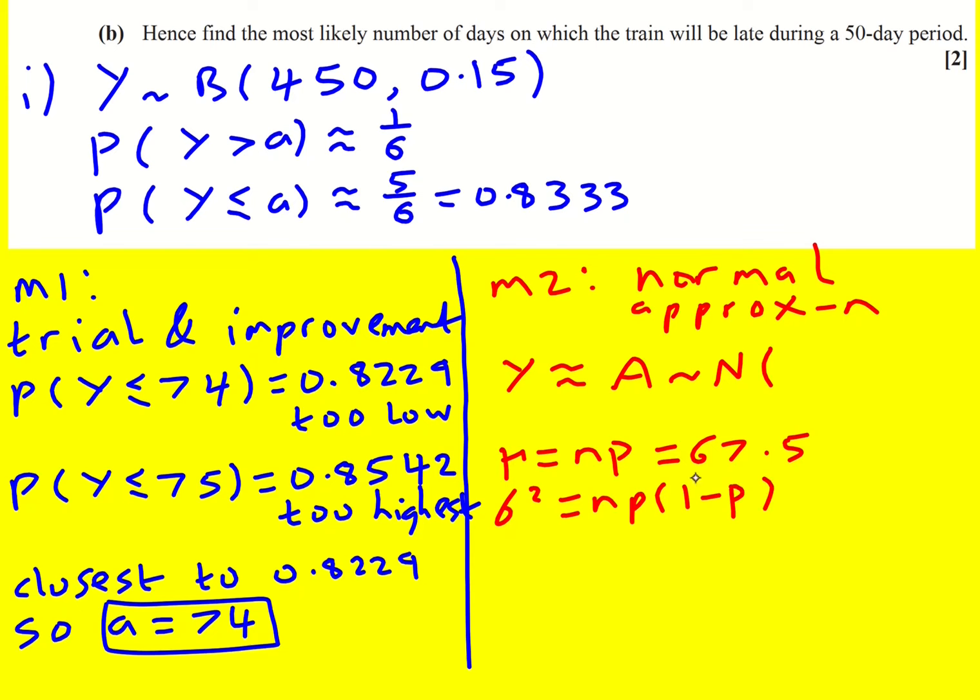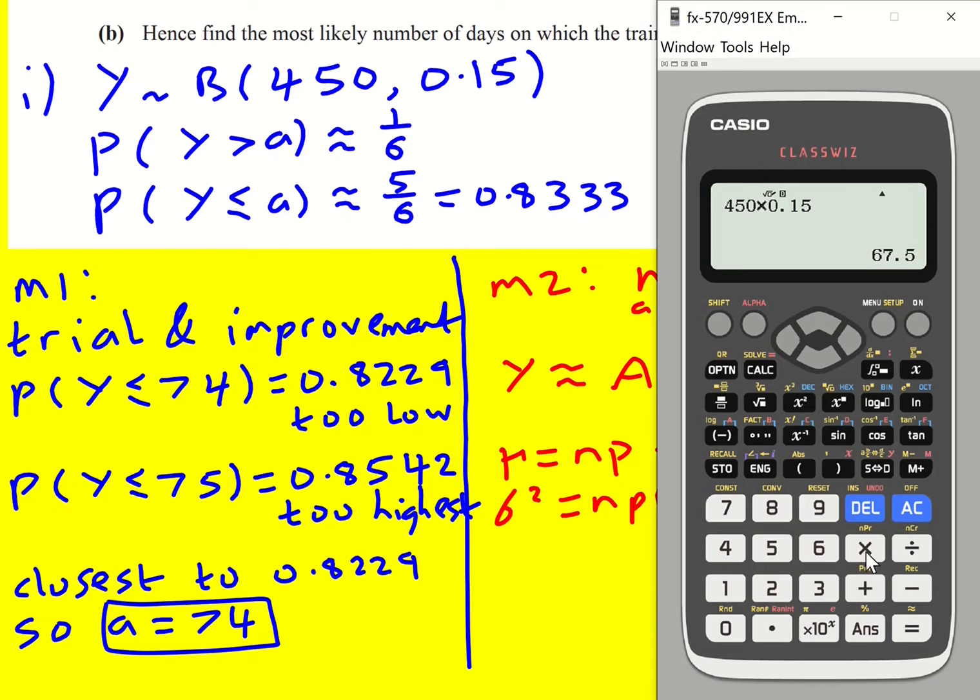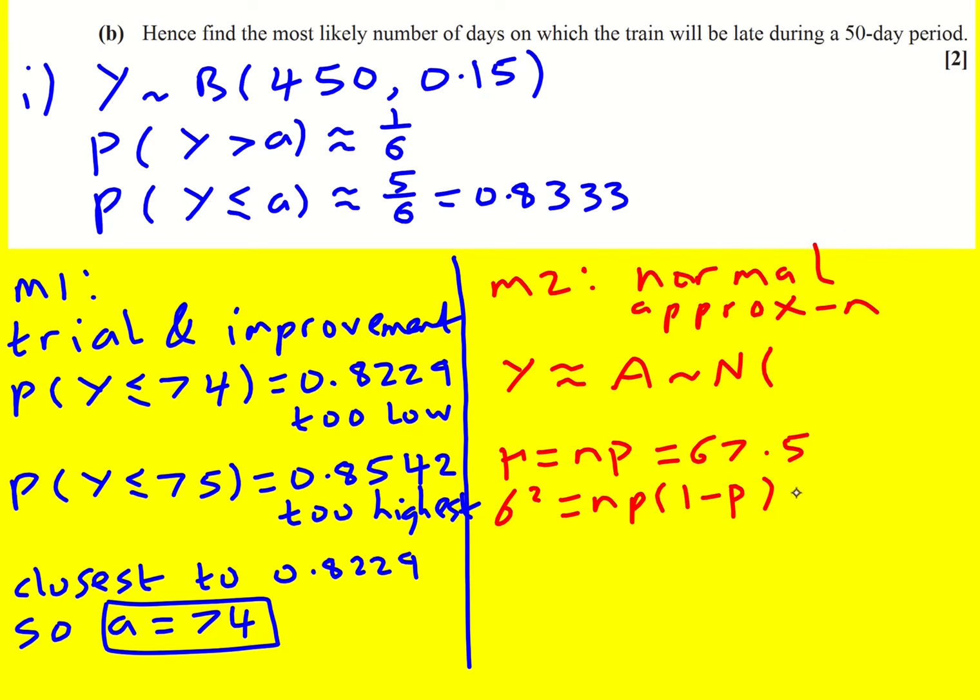This is the probability of failure. Sometimes this is called Q. But I just take my mean and I'm going to times that by 0.85, which gives me 57.375. And just to write down that means the standard deviation is going to be the square root of that.